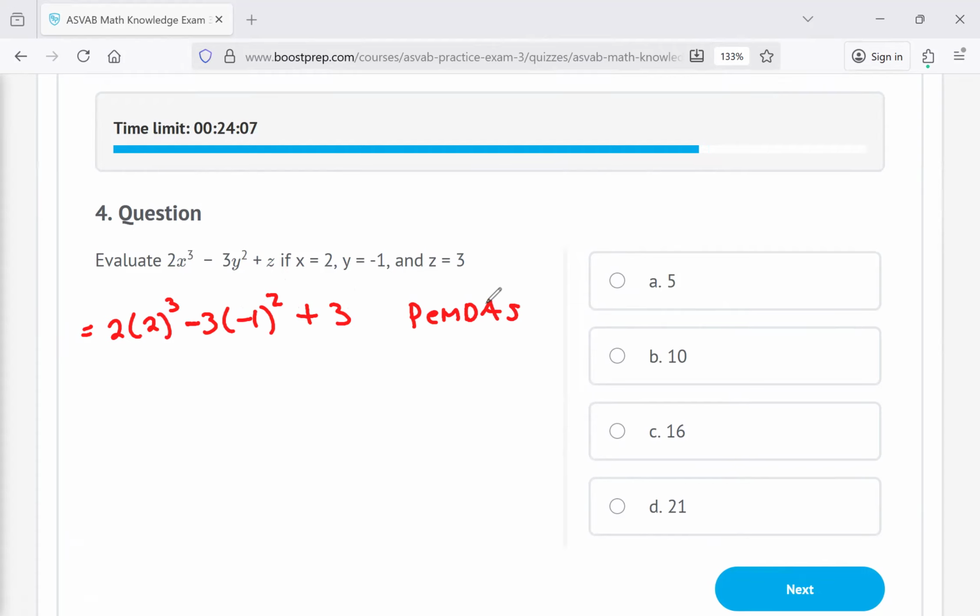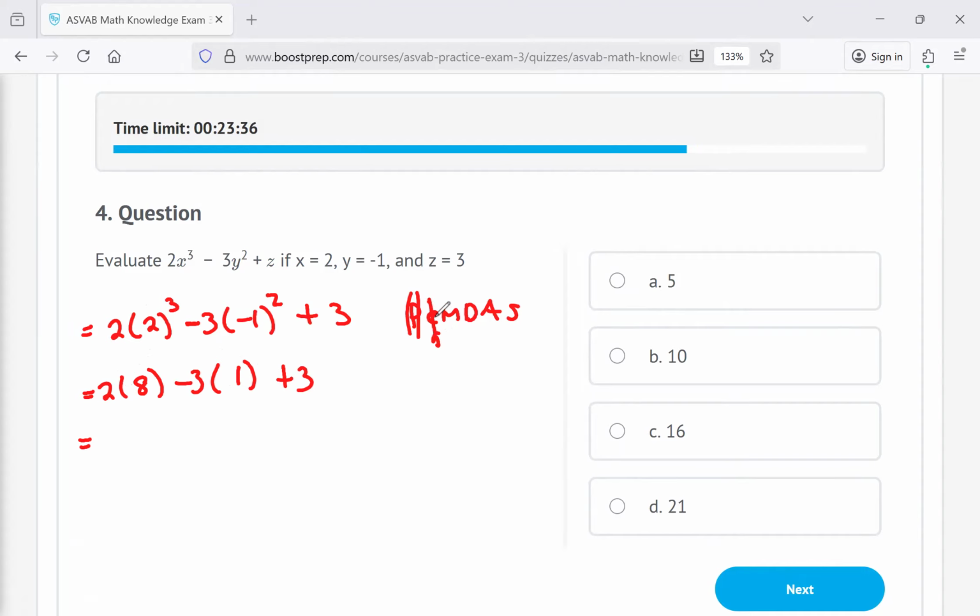Well, this is what helps, pandas. So do we have a parentheses? We do have a parentheses, but there's nothing more you can do in the parentheses, so you don't have to worry about that. Do we have an exponent? Yes, we have 2. So do the exponents first, and then bring down. So what is 2 cubed? 2, 4, 8. What is -1 squared? +1, plus 3. Okay, put it all together.